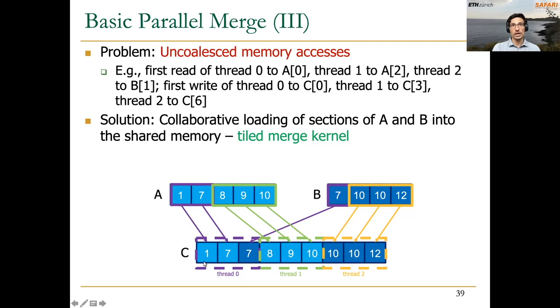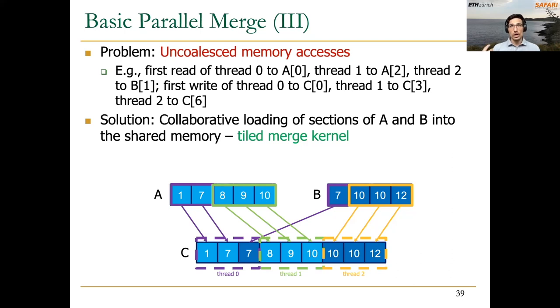The first element that thread zero is going to write is this Z0. For thread one it will be this C3, and for thread two it will be C6. So as you can see, the accesses are going to be uncoalesced because these neighboring or adjacent threads are not accessing adjacent memory locations.